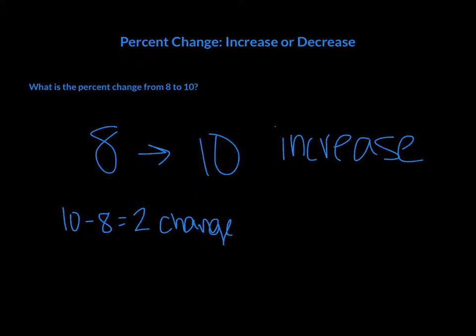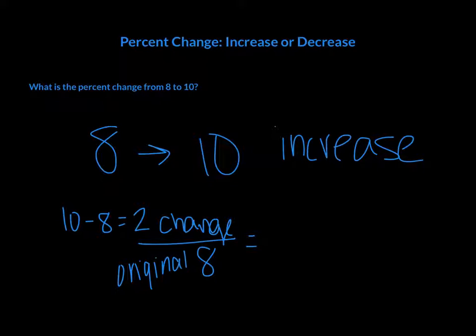So what you need to do is you need to take this number, your change, and divide it by your original number. So if you take a look at this problem, which number would be your original? It's going to be the 8. Because it says it goes from 8 to 10. So the original number is 8.